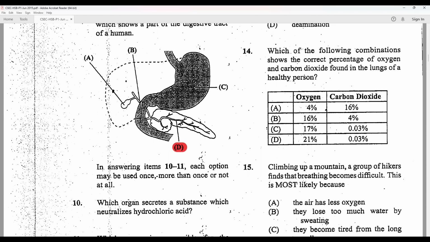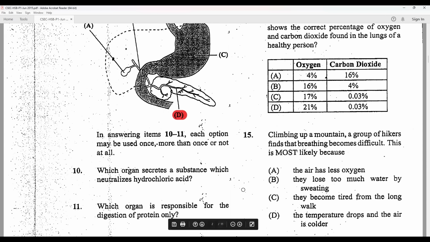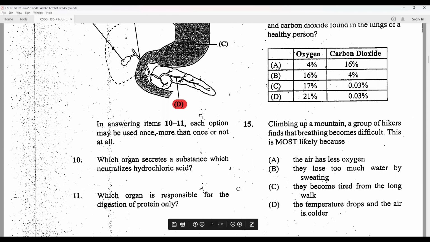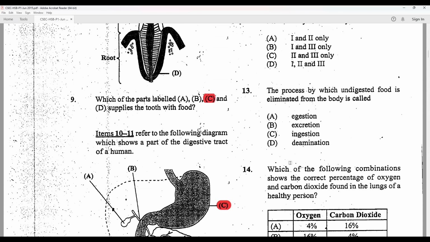When the food moves into the small intestines, the pancreas secretes the bicarbonate, which does its job in neutralizing hydrochloric acid. Which organ, question 11, is responsible for the digestion of protein only? The digestion of protein only occurs in the stomach. So C. For question 11, the answer is C.